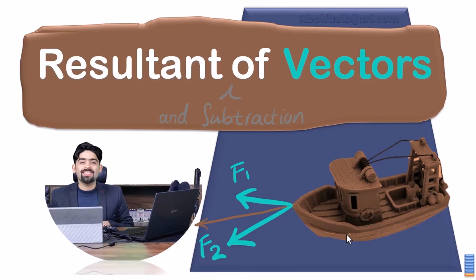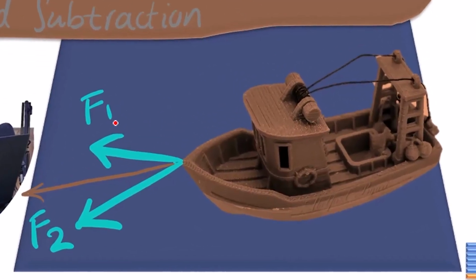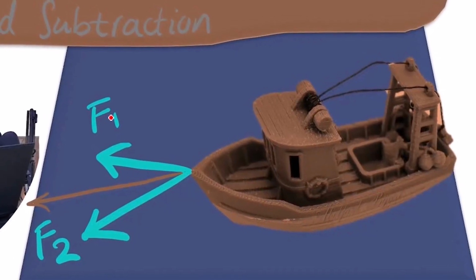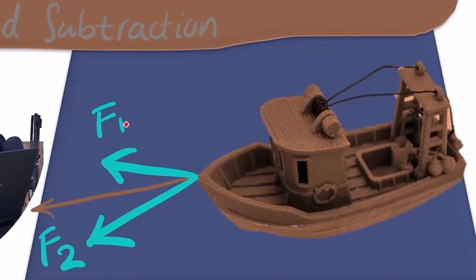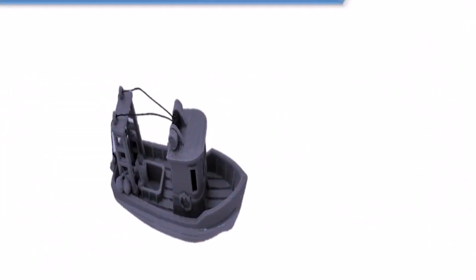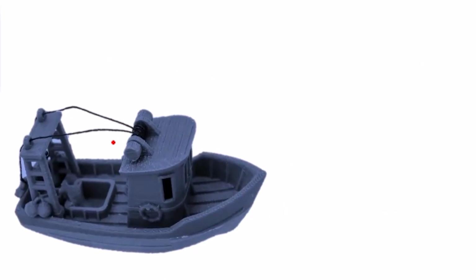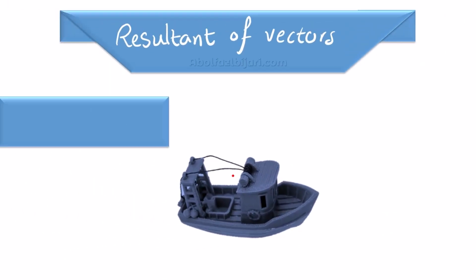Consider a boat that is pulled by two ropes. What is the direction of the boat's movement? This is where the resultant vector comes into play. And in this video, we are going to learn how to draw the resultant and the subtraction of vectors.